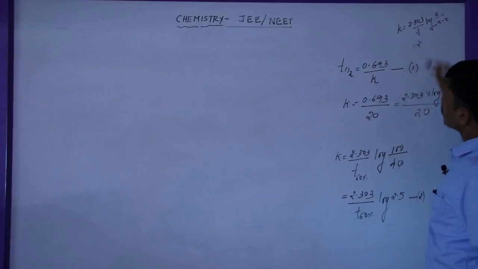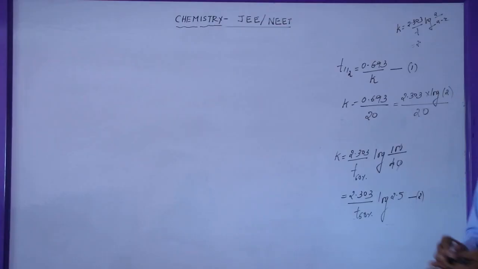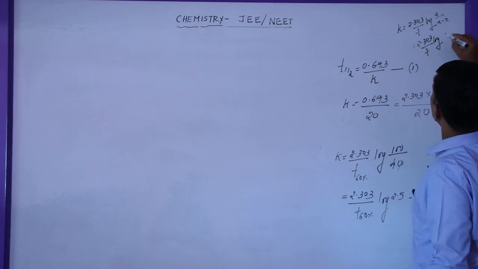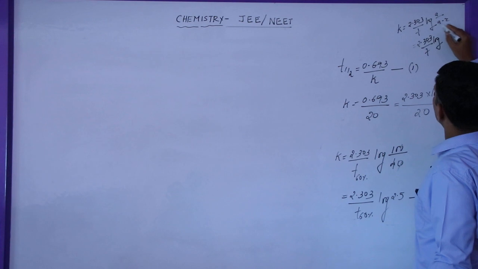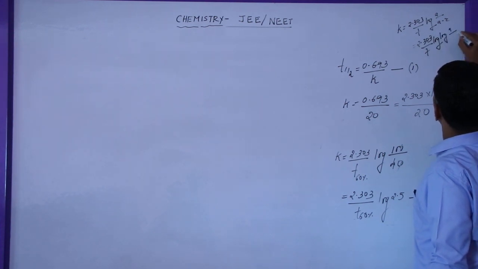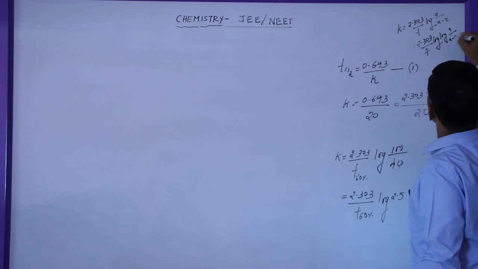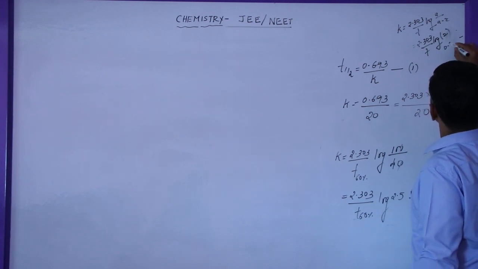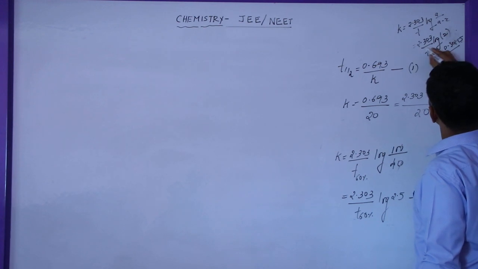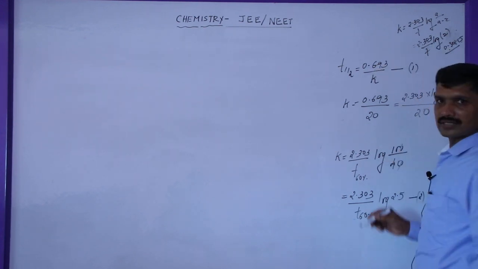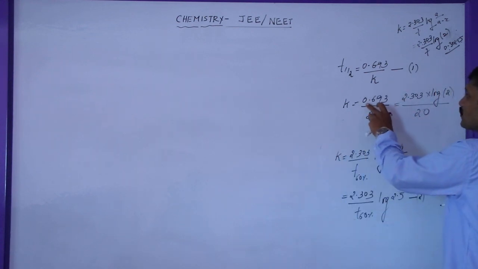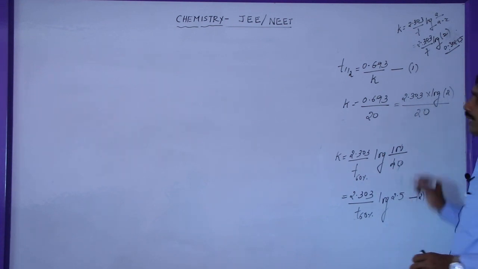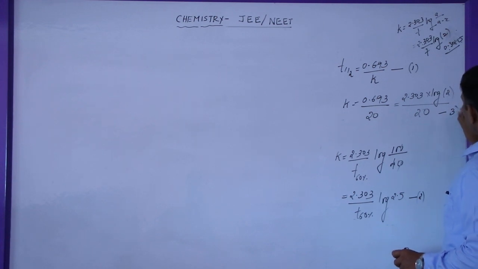So 2.303 divided by T log, and half of this means A by 2, so finally we get log 2 while solving this problem. Log 2 is 0.3010, multiplied by 2.303, the final answer is 0.693. Continuing, instead of 0.693 divided by 20, I can express it as 2.303 log 2 divided by 20. Now this expression is taken as equation 3.